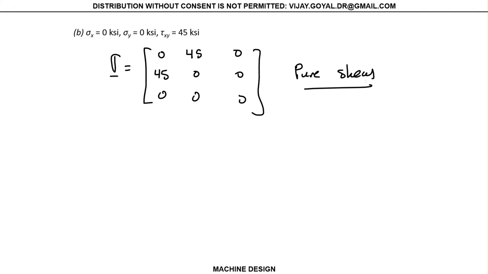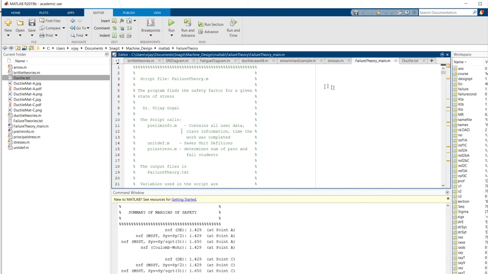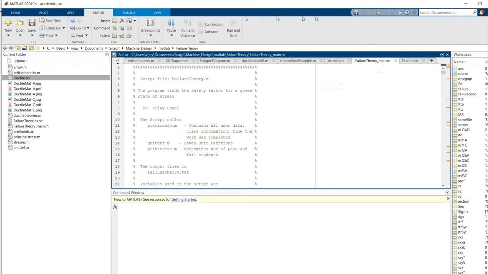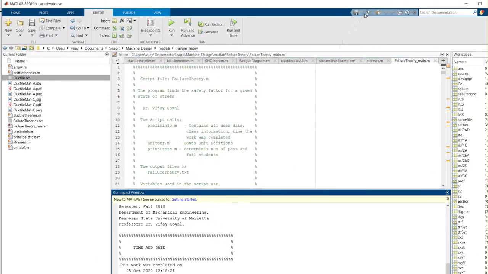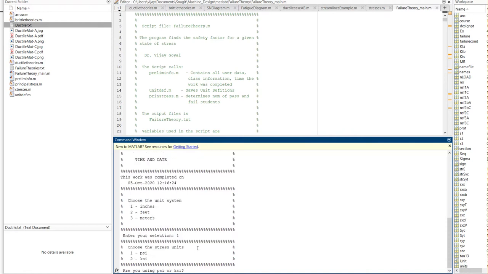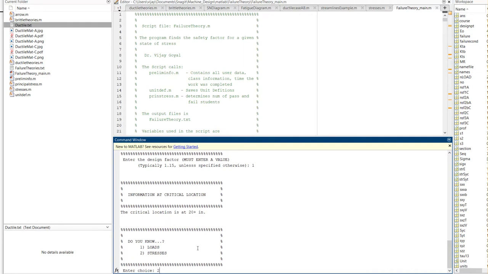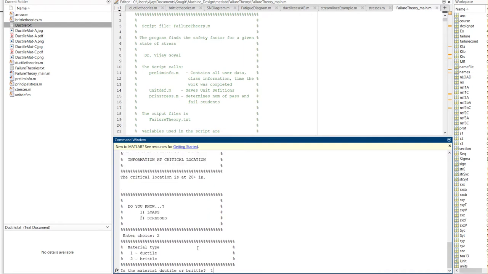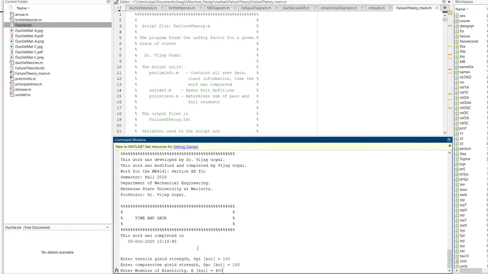So I want to solve this whole problem, but let's go ahead and do it using our MATLAB code. Okay, again, you use failure theory and you run the MATLAB code. When you're running it, give me a minute. Then this is 1 inches down here. I'm writing here, this is inches. We're working in KSI. We're going to use 1 as a factor of safety. I have stresses. I'm working with ductile materials. And this is 100, 100. This is 40,000.